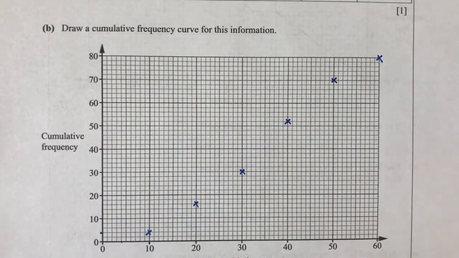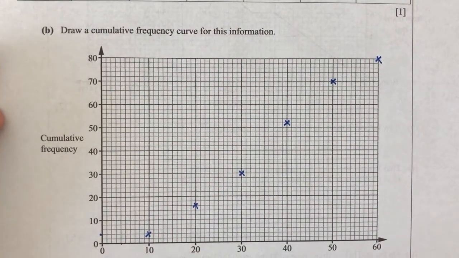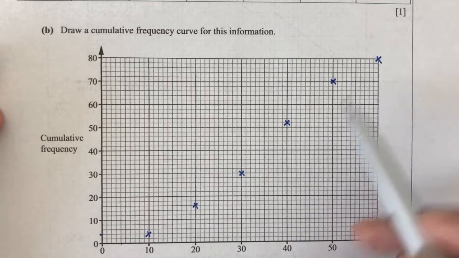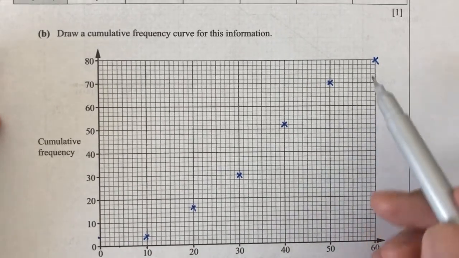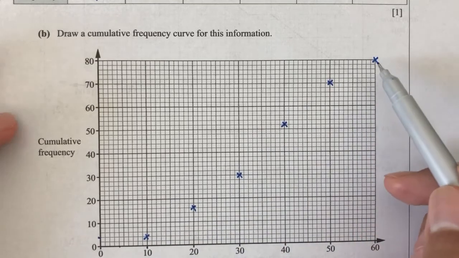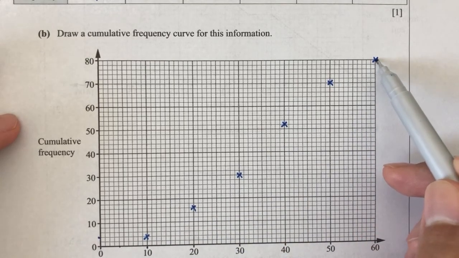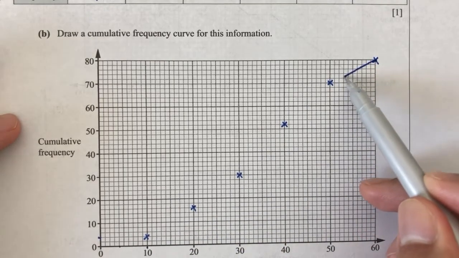Okay, so now we have to join all the points to form the cumulative frequency curve. So usually it has a shape like this. You have to make sure it's pretty smooth, but I will try my best with my pen. So it will be almost like that.